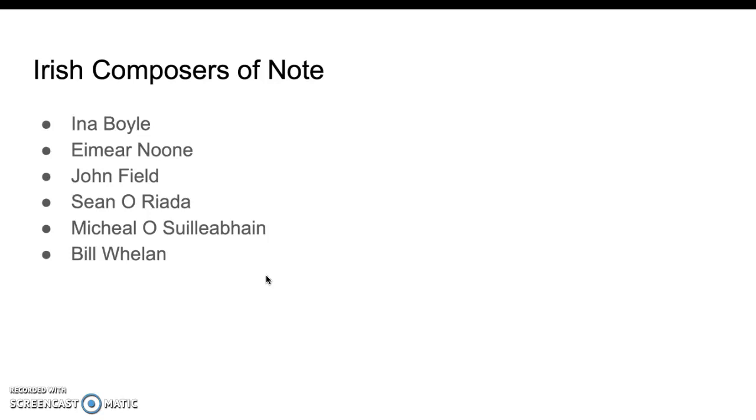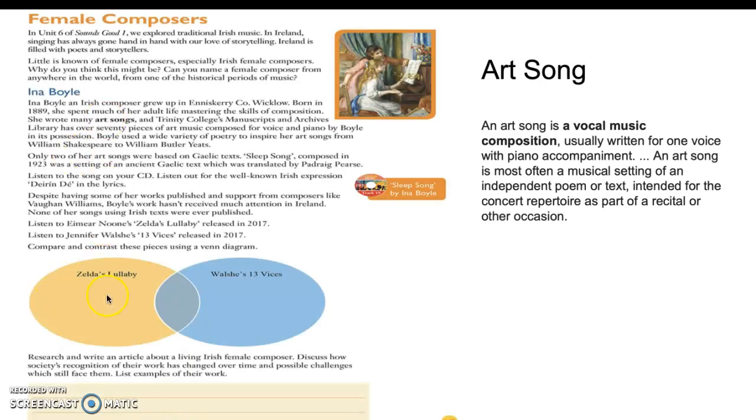And then Bill Whelan, who is most famous, I suppose, for composing the music to Riverdance, but really was quite a successful composer, I guess, before that happened. He is probably, I would imagine, the most commercially successful composer of that list there, because Riverdance was such a kind of global phenomenon. So I mentioned Ina Boyle there. I'm going to move on.